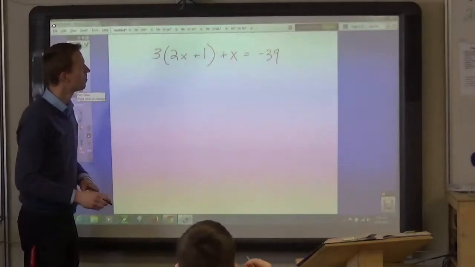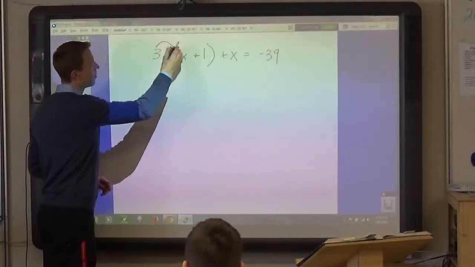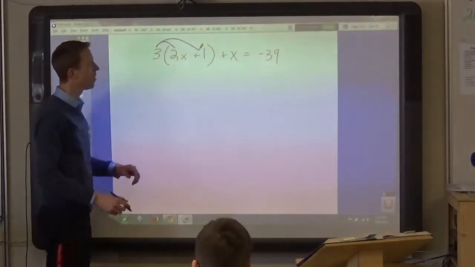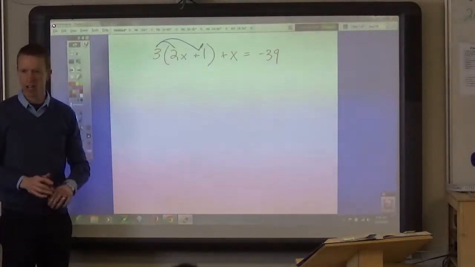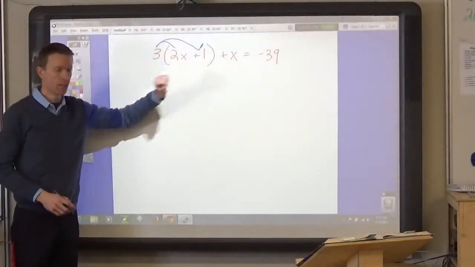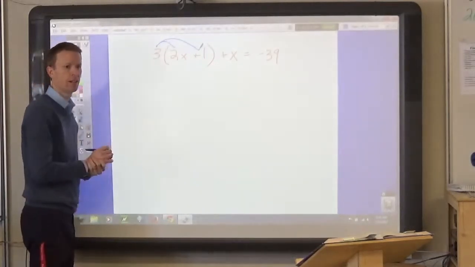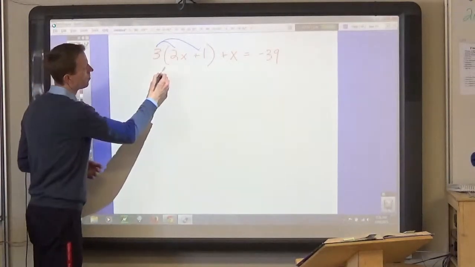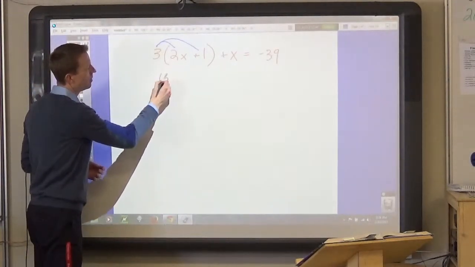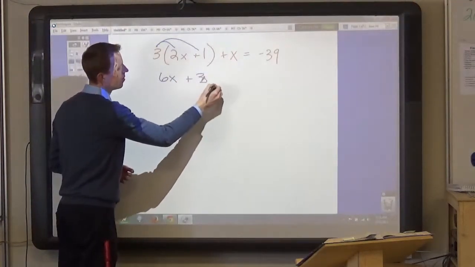Hunter. First of all, you should probably multiply over. Right. So draw these arrows, or draw those lines. That helps you remember to distribute the 3 to each of these. That means multiply, right? 3 times 2 is 6. 3 times 1 is 3.